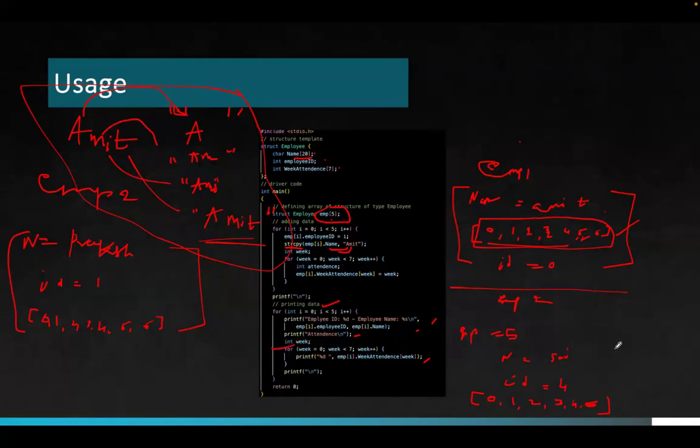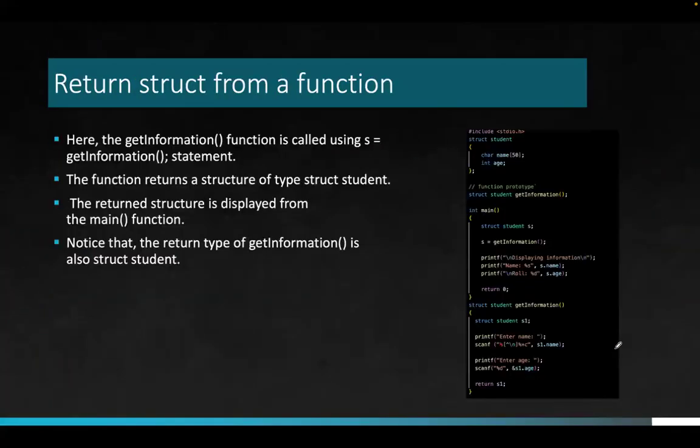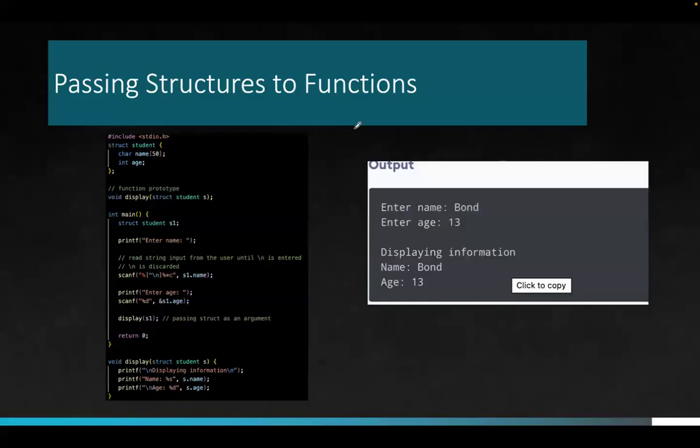Okay, let's move to the next one: passing structures to a function. How do we pass a structure to a function? We declare a structure called student, with name and age as variables. We have a function written for this, which is a display function. It's void, so it won't return anything, and it takes a structure as an input argument. Struct student s, where s is an alias name. Now let's take the main function and see what is written over here.